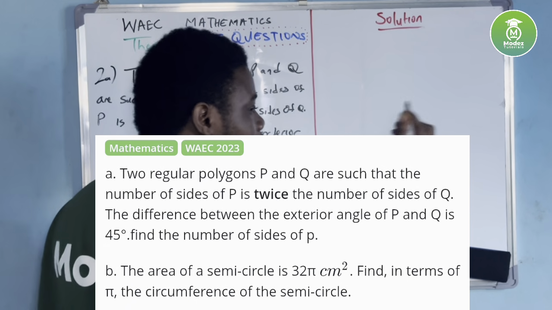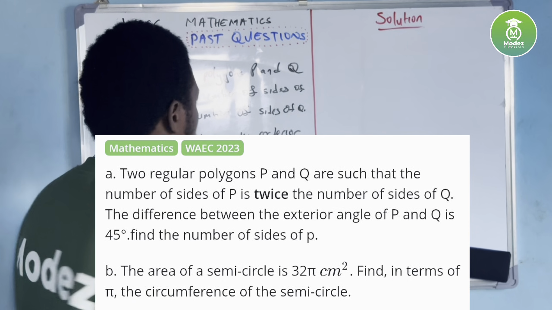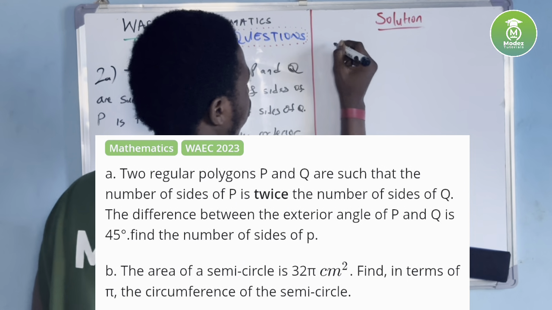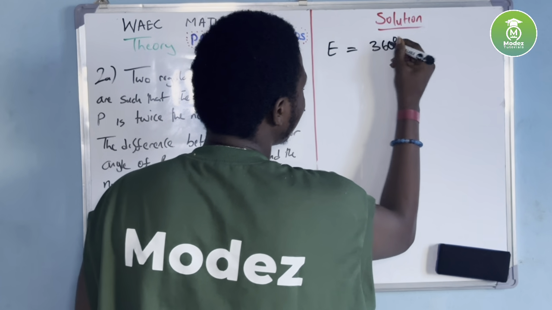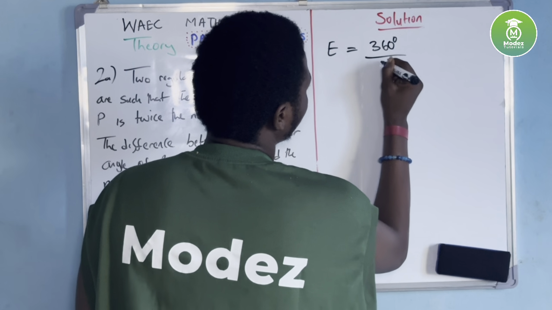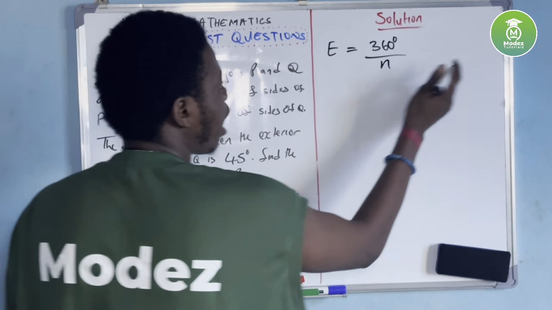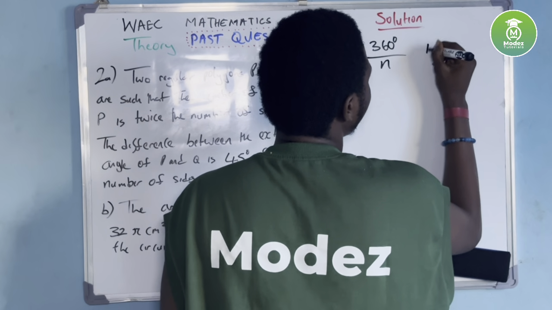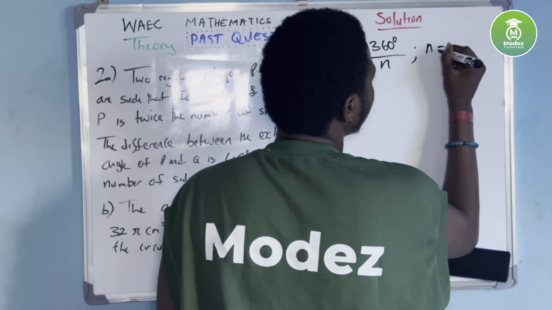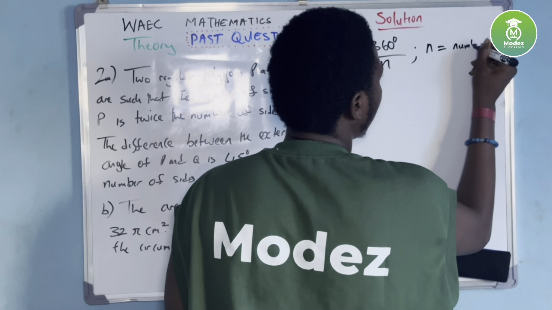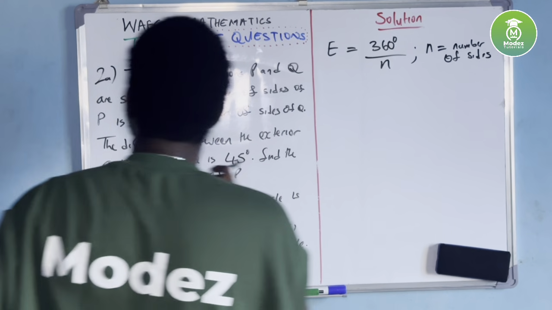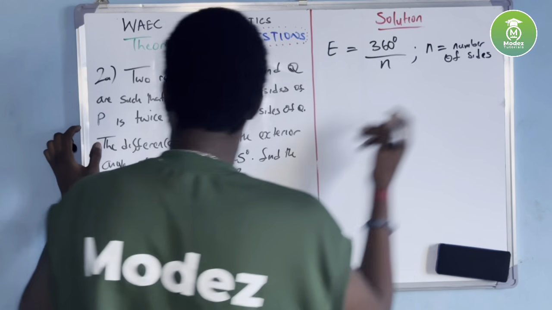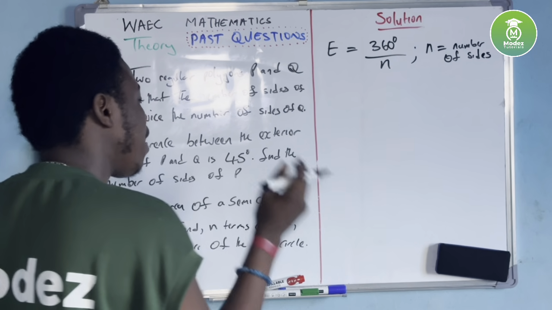First of all, to find the exterior angle of any polygon, E is equal to what? 360 degrees. I'm using E, you can use anything. E is equal to 360 degrees over n, right? Where n is equal to what? Number of sides. And they told you that the difference between P and Q is 45 degrees.